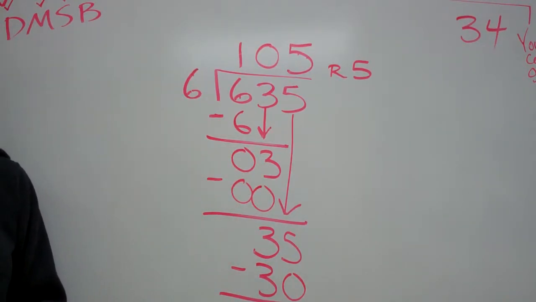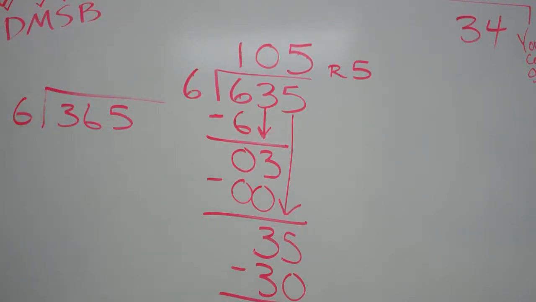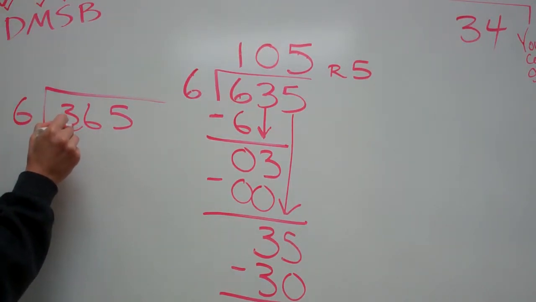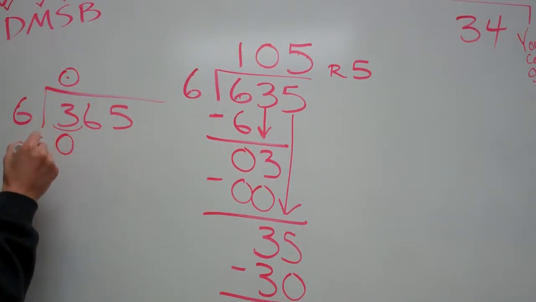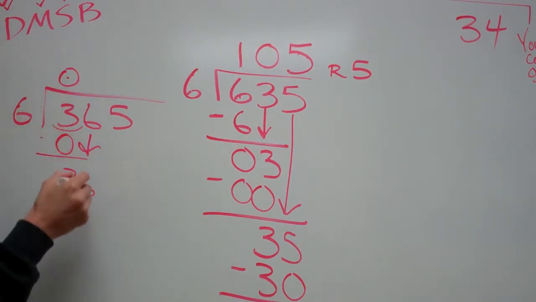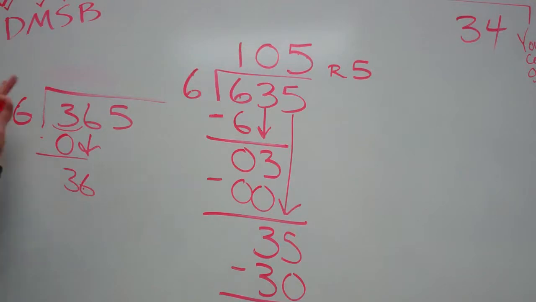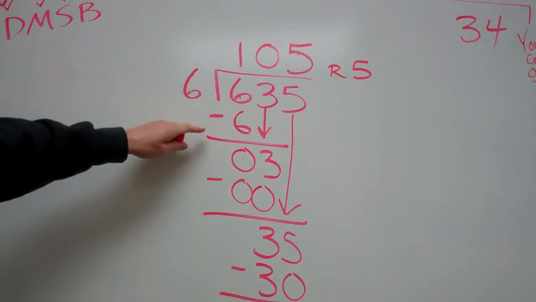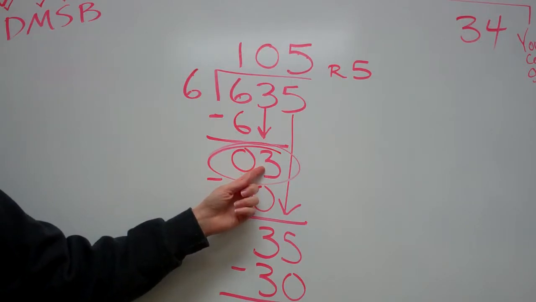Got it? Now the other one a while ago when I was doing 6 goes into 365, if it helps you, when you look at this first number, 6 times what equals 3, you can't think of one, you can even put a 0 in the beginning, if that helps you. And then go 6 times 0 is 0, and then bring down the 6, and then 6 will go into 36 6 times. That's okay if you want to do that. If that doesn't make sense to you, don't worry about it. I'm just trying to help you understand. So if you get to a place where 6 won't go into that, 0 is the only answer.